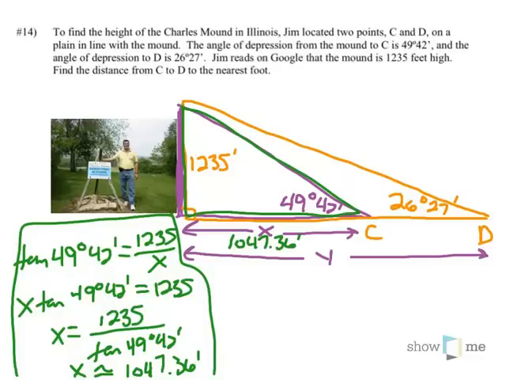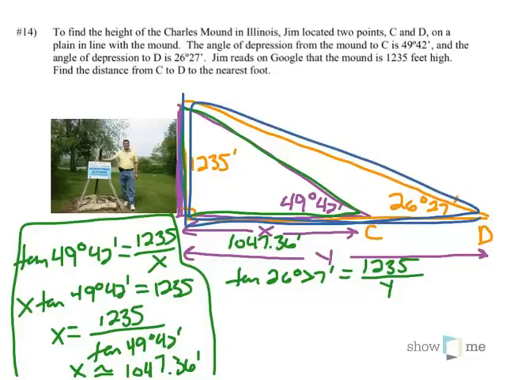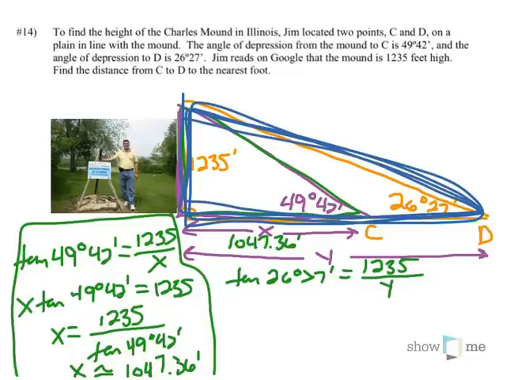Figure out what y is. We look at this bigger triangle. It's the same equation we just used, but instead of 49 degrees, 42 minutes, we use 26 and 27. So we get tangent 26 degrees, 27 minutes equals the opposite leg of 1235 over the adjacent leg of y. We are looking at this blue triangle. The more I write on this, the more messy it gets. In the blue triangle, we have this acute angle, the opposite leg, and we're trying to figure out the adjacent leg of y.